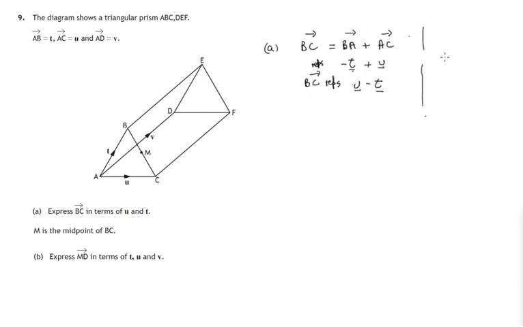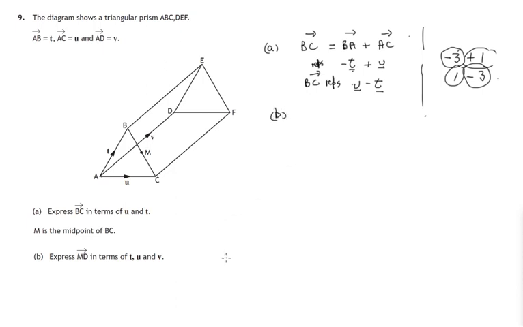Think of the case where we've got negative 3 plus 1, that gives you negative 2, or we could say 1 minus 3. So long as the 1 is positive and the 3 is negative, so long as the u is positive and the t is negative. So BC represents u minus t.